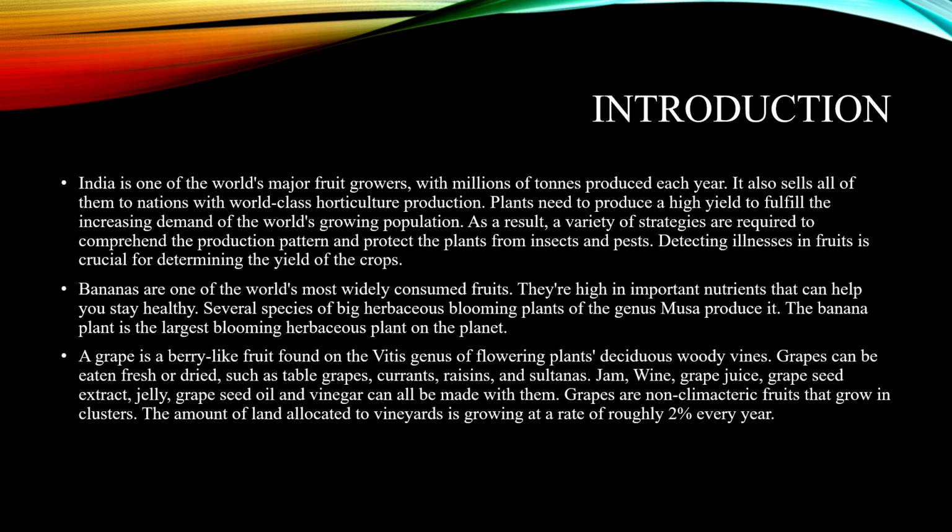India is one of the world's largest fruit growers, and there is also horticulture production in India, and plants need to produce high yield to fulfill the increasing demand with the growing population. Various strategies are required for protecting plants from insects and pests, and detecting illness in fruits is crucial to determine the yield of crops. Banana is one of the world's most widely consumed fruits, and grape is a fruit very widely used in making jams, grape juices, etc.